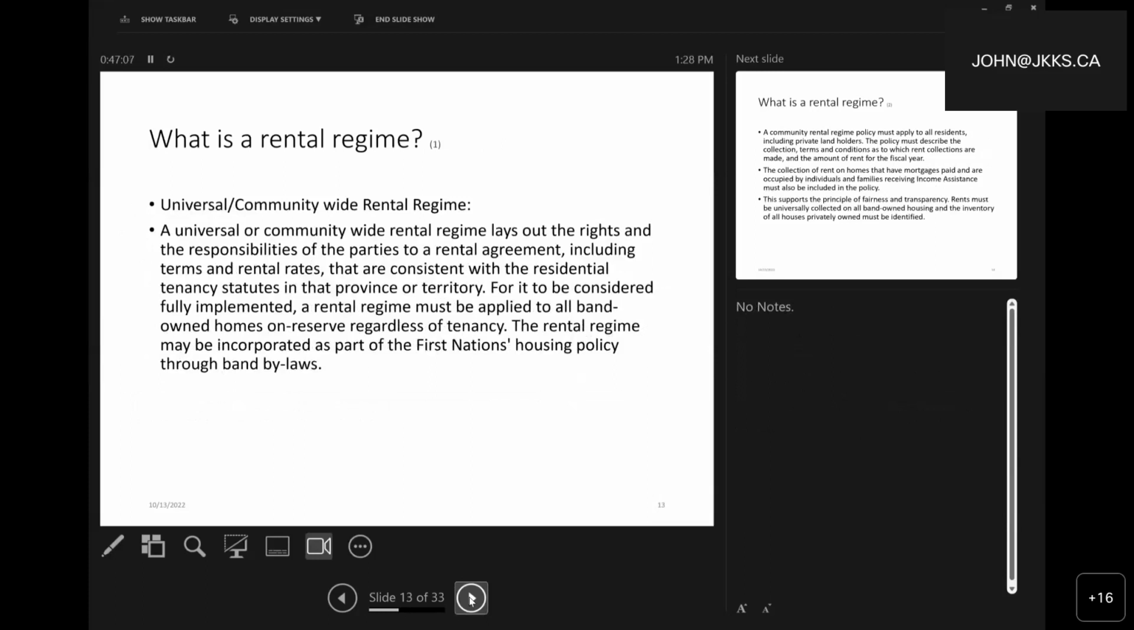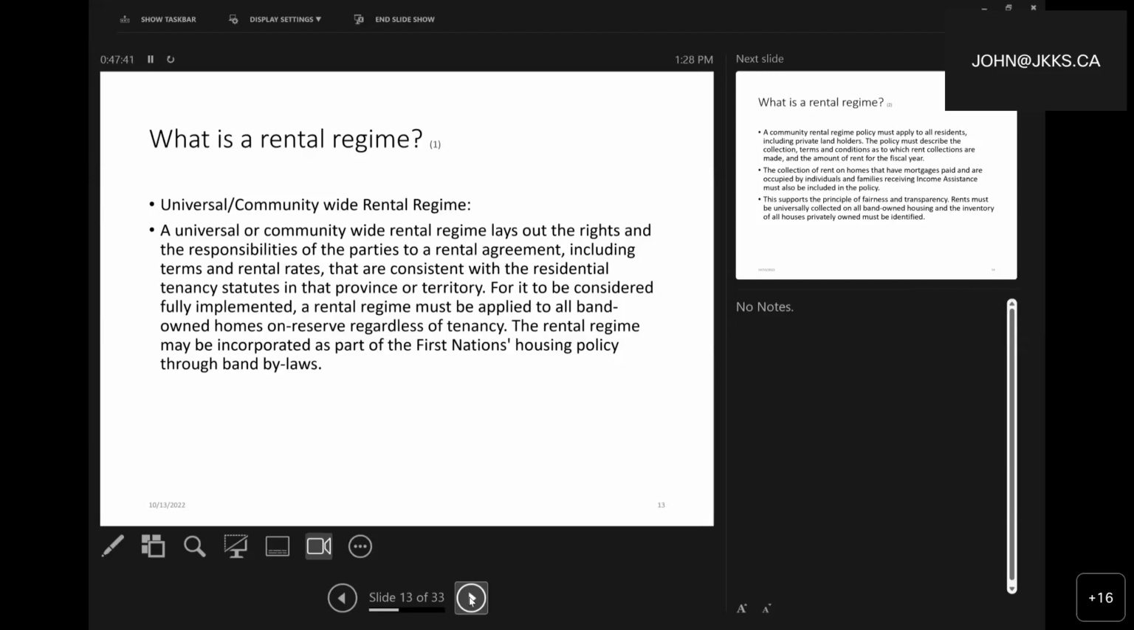So what is a rental regime? Well, this has been a big discussion for years. I was involved in some of the earlier shelter research back in 1990, 93. And it was through the research that I was doing that we identified many of the challenges associated to shelter. And one is, what is a rental regime?